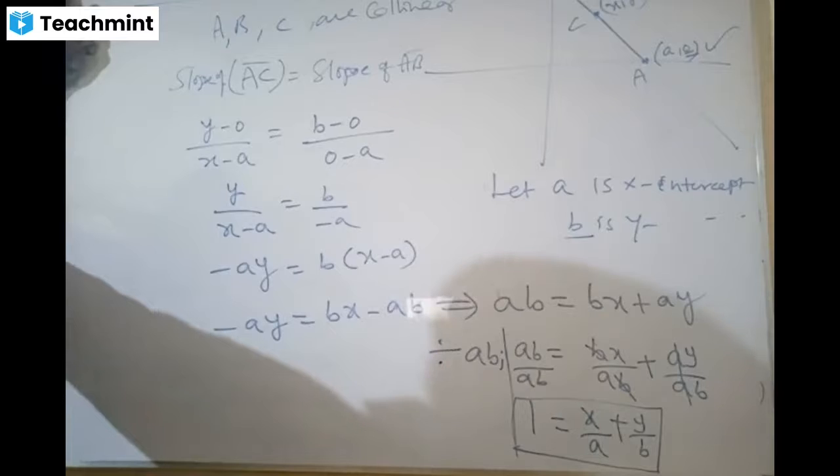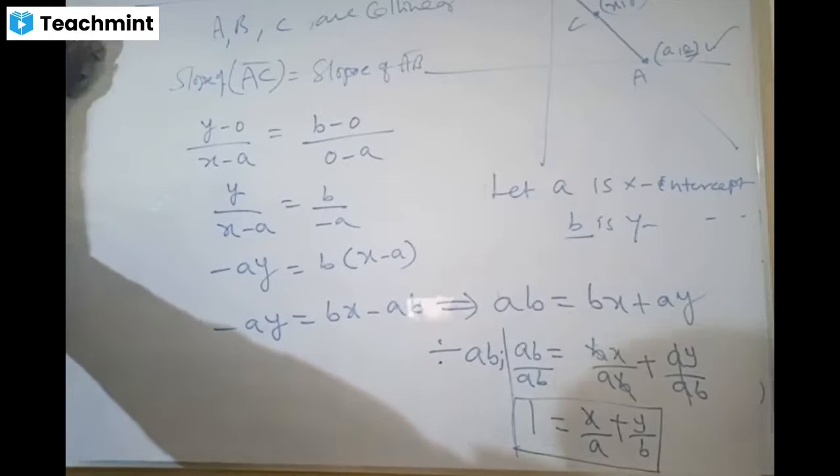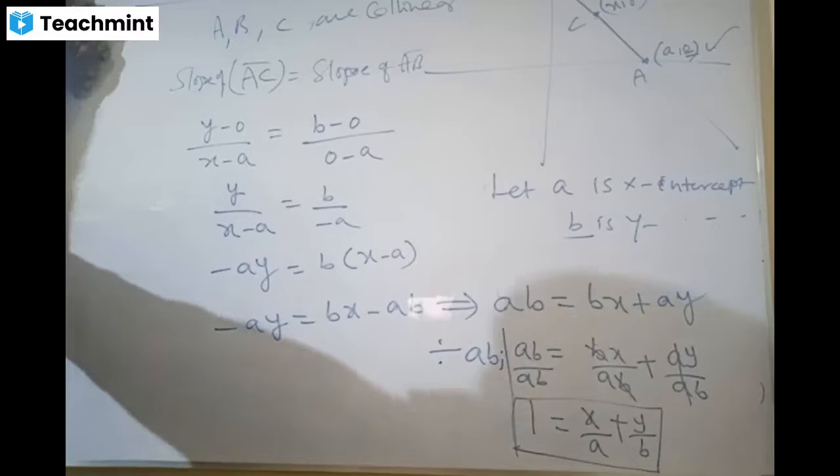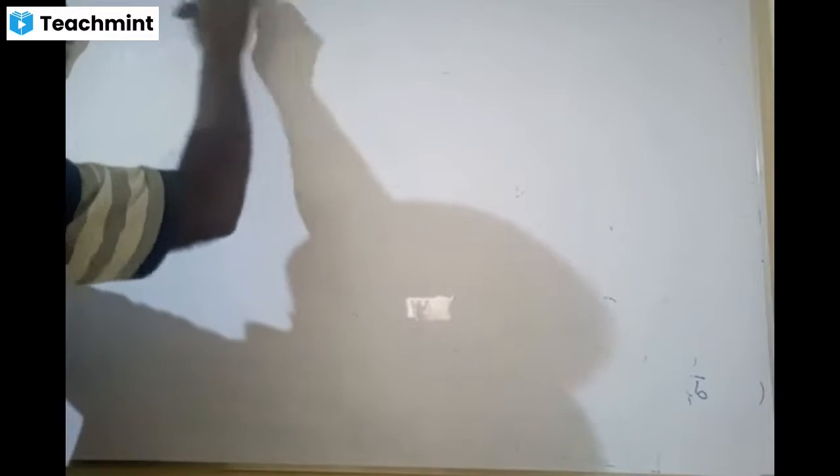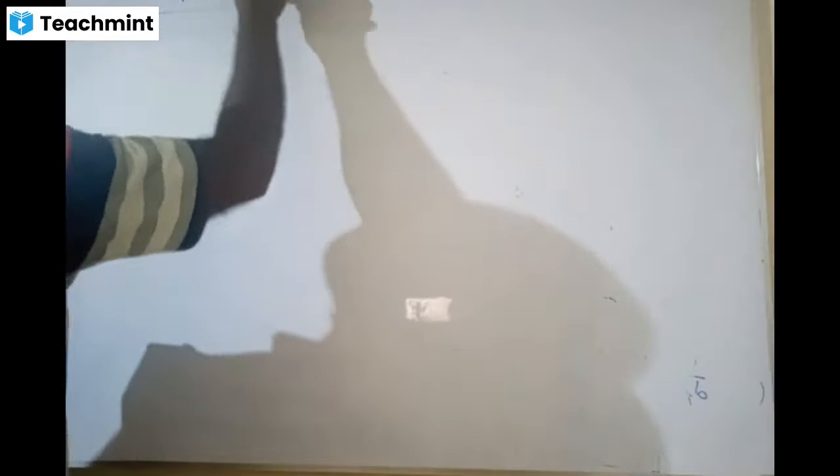Shall I go for the next one? Next is the slope point form of a line. Please look at it. Slope is m, and the point is x1 comma y1.